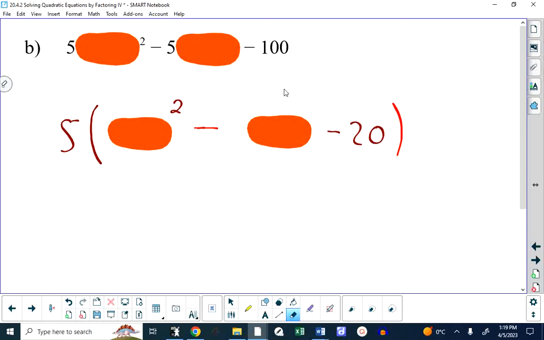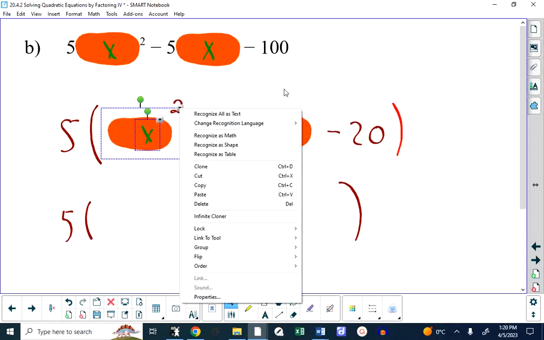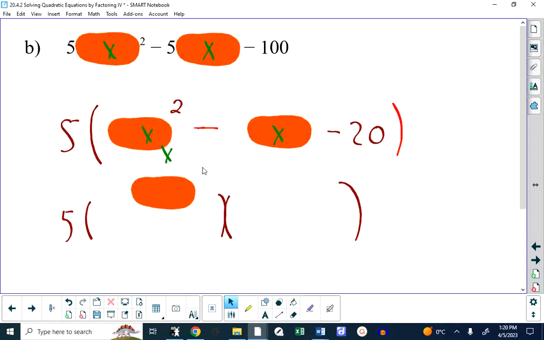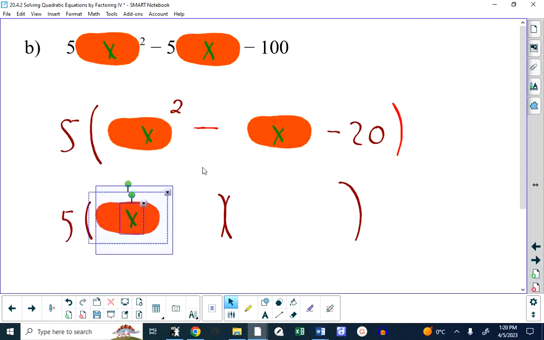I'm just taking a 5 out of everything. If it makes it easier for you to see what I'm talking about, if I took 5 out of 5x squared minus 5x minus 100, I'd have x squared minus x minus 20. Are we in agreement now? Okay. Well, what would you do then? Well, then you would have 5. And what would we put here and here? Well, you'd put this blob, or if you want, x. It doesn't really matter.